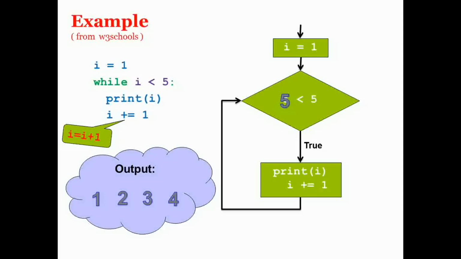5 is smaller than 5. This is incorrect. This is false. So like this, the while loop stops. So it iterated, it made a loop 5 times. Print I, I plus is equal to 1. These two lines of code were performed how many times? 4 times.